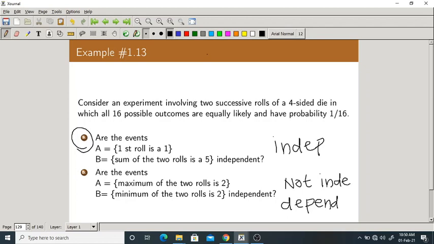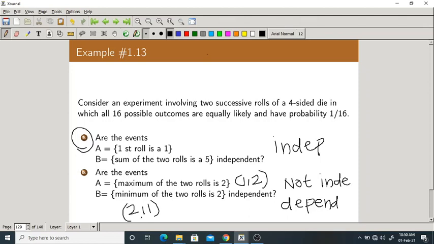The maximum of two rolls is 2, which means, so here, 1 comma 2. The maximum of two rolls is 2. Here 1 comma 2. Okay. So what is the minimum of two rolls is 2. Let us take 2 comma 1.